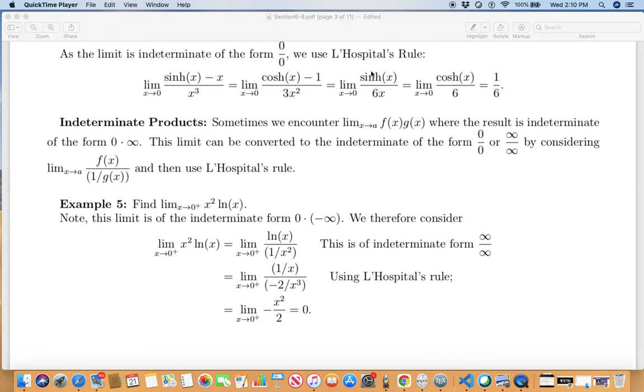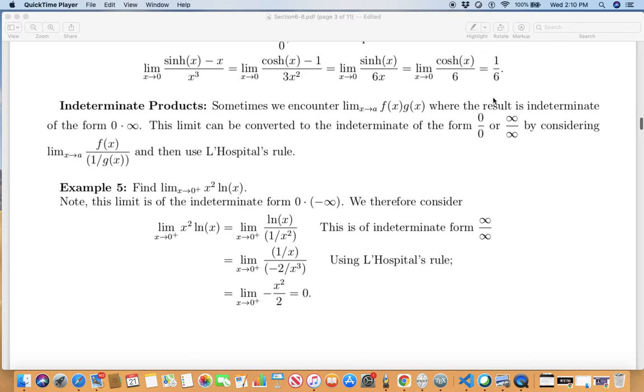The derivative of cosine hyperbolic is sine hyperbolic. The derivative of 3x squared is 6x. Now, looking at the limit as x approaches 0, this is still indeterminate, 0 over 0. So take the derivative once more: cosine hyperbolic over 6. Now when x approaches 0, that gives me 1. This is constant, so the answer is 1 over 6.